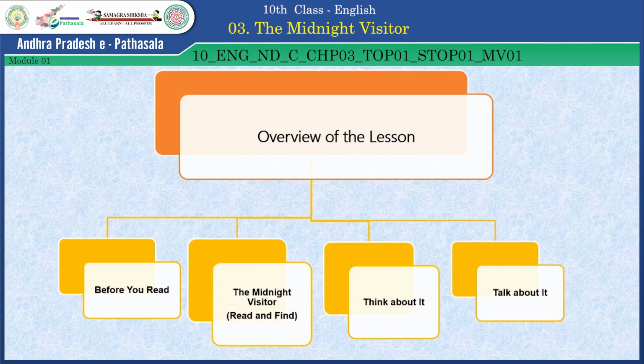Overview of the lesson comprises, before you read, The Midnight Visitor, read and find, think about it, and talk about it. Let's move on to learning objectives.